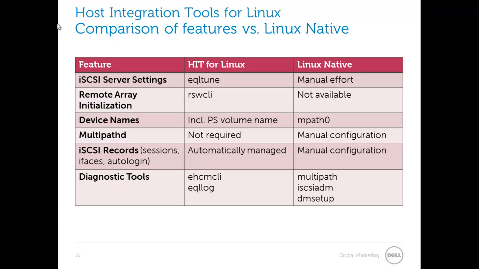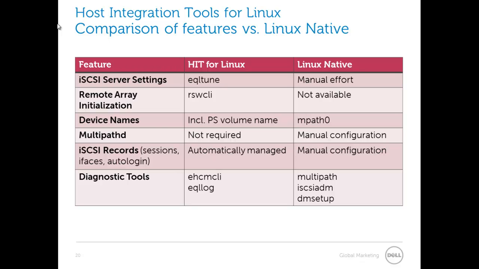Okay, let's review and compare features. iSCSI server settings. With Linux native, there is a lot of trial and error and guesswork. EqualTune takes the guesswork out of tuning for iSCSI performance. The output will describe the recommended value and provide instructions on how to modify the settings. Remote array initialization. Not available with Linux native. You have to connect the laptop directly to the array to initialize it. But the HIT for Linux provides an interface, rswcli, to do this from the Linux server.